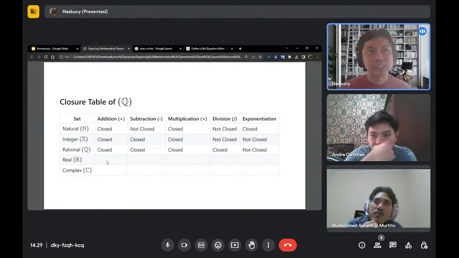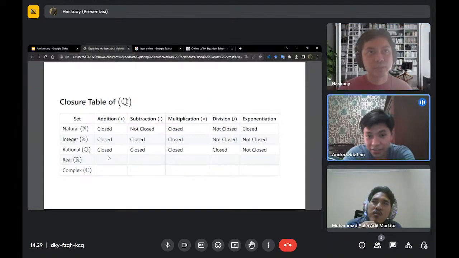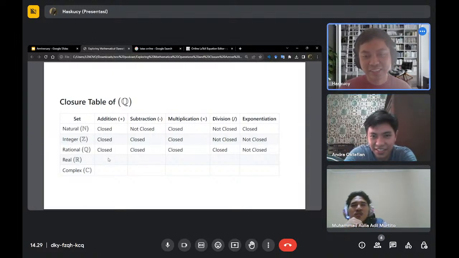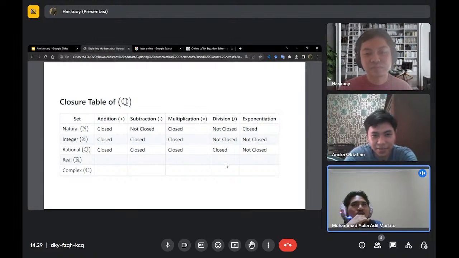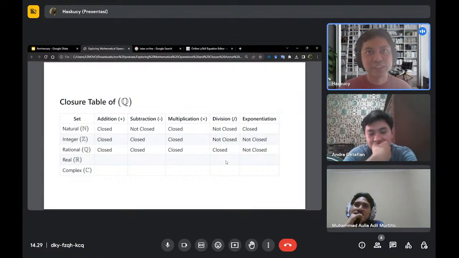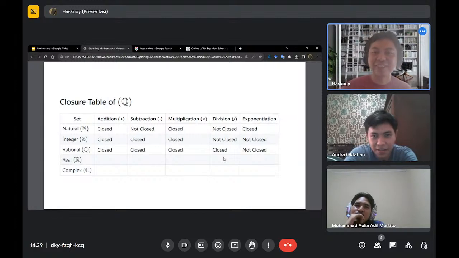If you just claim it's not, it's just a proposition, a hypothesis, or maybe just a conjecture. Like addition, closed, right? Subtraction is closed. Multiplication, yes, closed. It must be closed. Division, I bet it is closed. This is going to be hard. Division, is it closed or not?